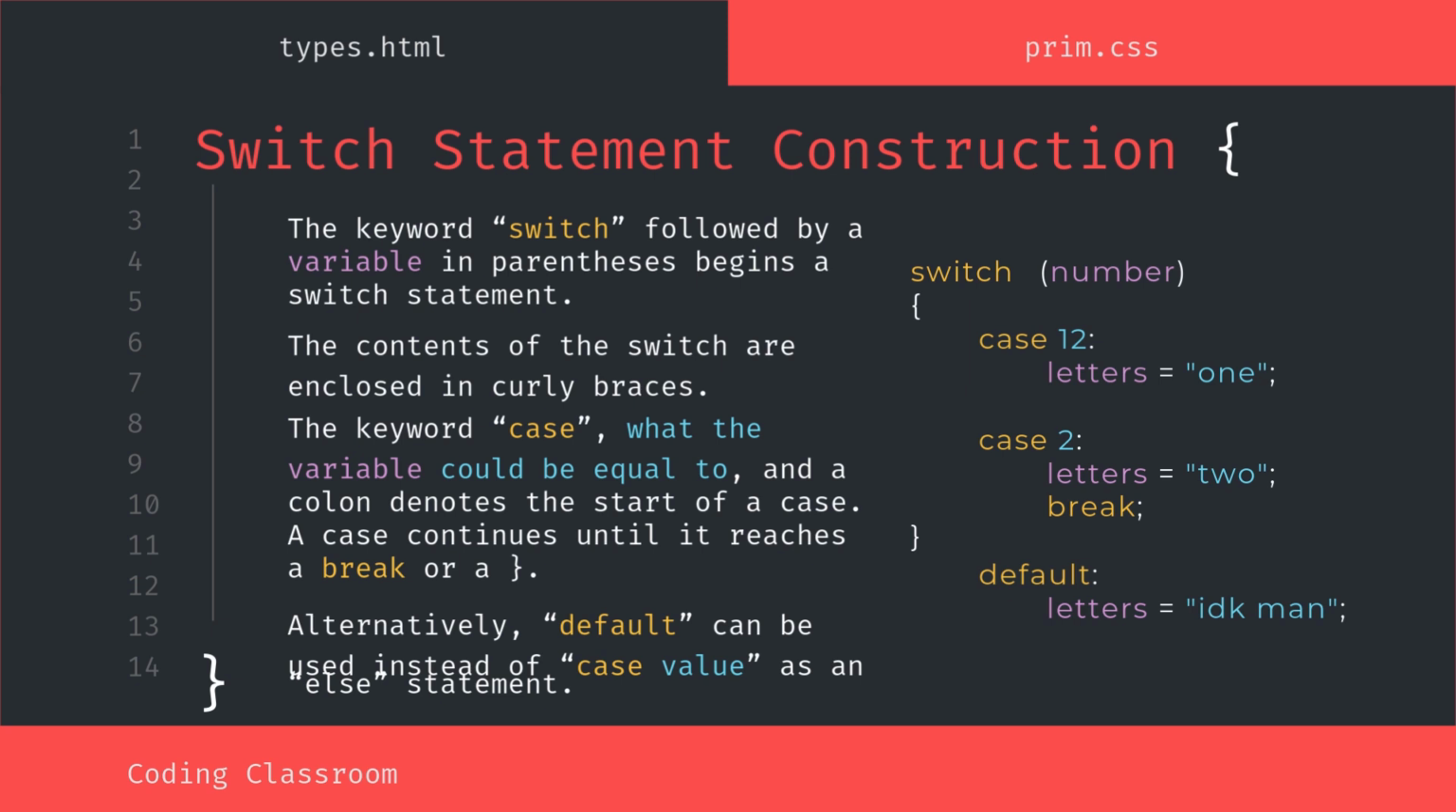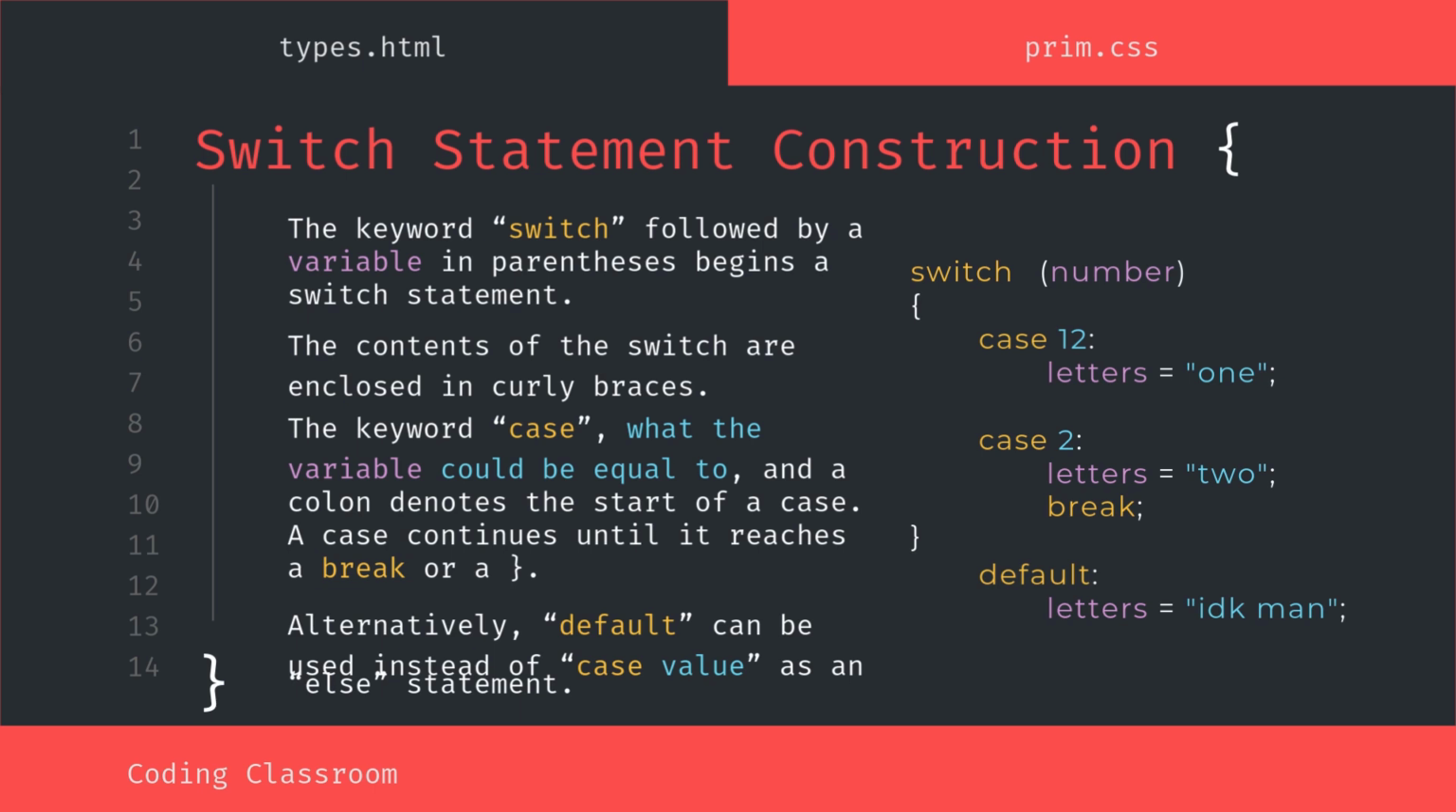The keyword switch, followed by a variable in parentheses, begins a switch statement. The contents of the switch are enclosed in curly braces. The keyword case, what the variable could be equal to, and a colon denotes the start of a case. A case continues until it reaches a break. Alternatively, default can be used instead of a case value as an else statement.